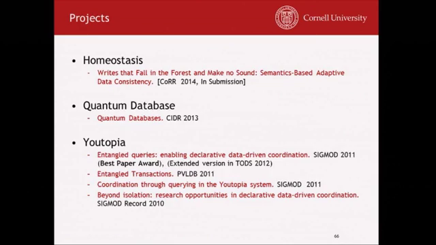So I talked about Homeostasis and quantum databases today. I have also done some initial work on the Utopia project, which is about designing declarative abstractions for data-driven coordination. You may have heard of entangled queries and transactions. The key idea there is that with the rise of social networking, users would want to issue transactions which can now talk to each other and take joint decisions. And we designed abstractions which allow you to do this in a clean and efficient manner.